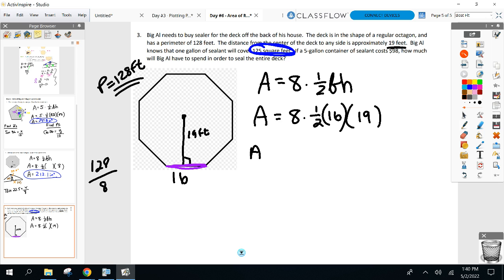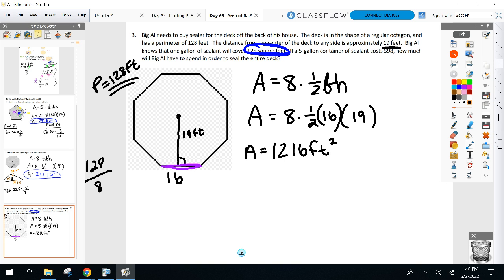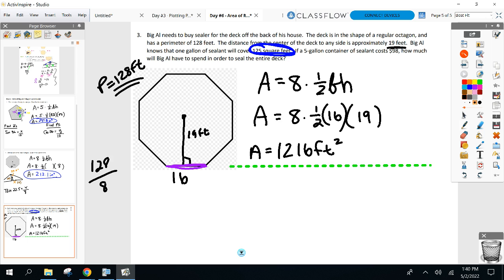So your area, check my work too, right? 1,216 square feet. Easy part down. Now let's get to this money part sooner or later. How many gallons is Big Al going to need? Now I need to calculate the number of gallons I'm going to need. Well, every gallon covers 125 square feet. And I have 1,216 square feet. How do I figure out how many gallons I'm going to need?